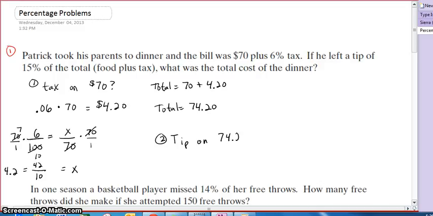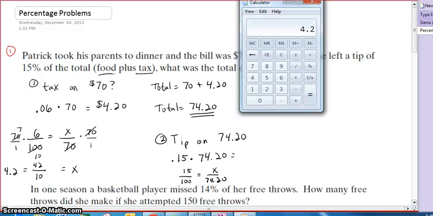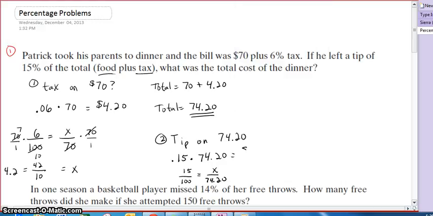Now he leaves a tip, and that is 15% of the total, and it says food plus tax. So food plus tax is $74.20. So I need my tip, so that's 15% of the $74.20. Or 15 out of 100. I need to figure out this amount. Use my calculator again. 15% of 74.20. Of means multiply in math, so that's why I'm using multiplication.